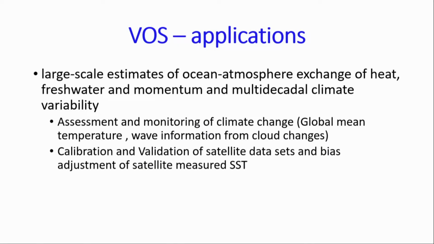And what is the application of voluntary observations? Earlier we did not have any technology to measure air temperature, humidity and wind speed in the oceans, but now we have a lot of technology. But for the past records we rely on the voluntary observing ship records, mainly for large scale estimates of ocean-atmosphere exchange of heat, fresh water, and momentum. For decadal level observation we depend solely on voluntary observing ships.